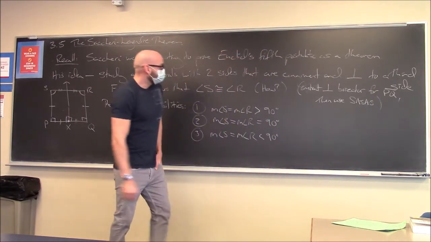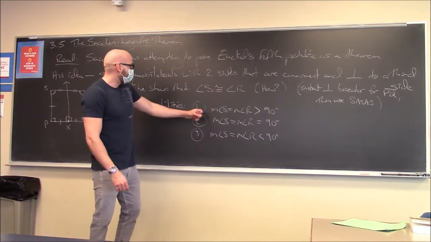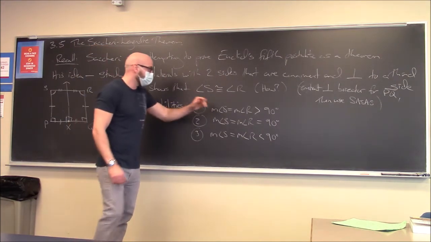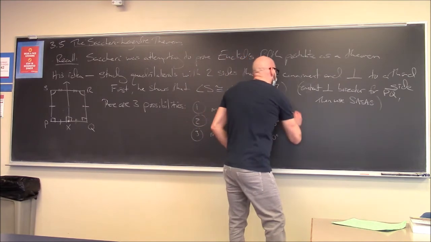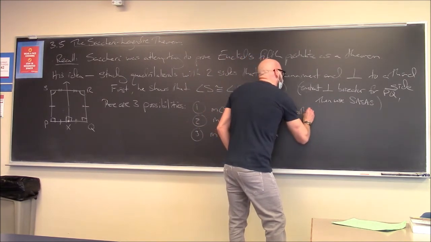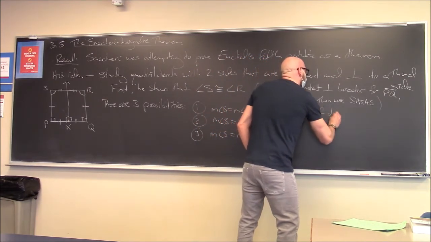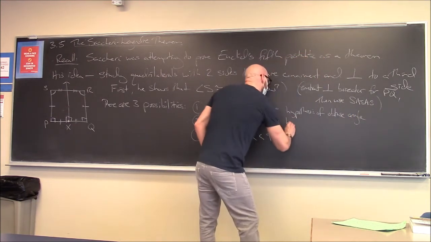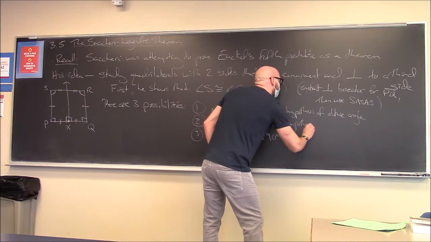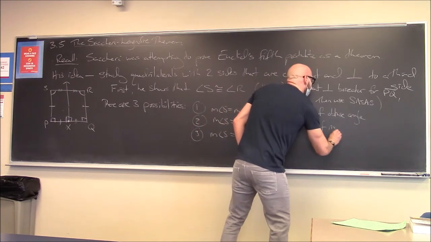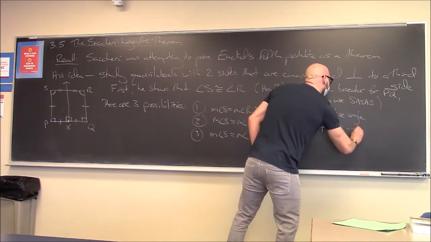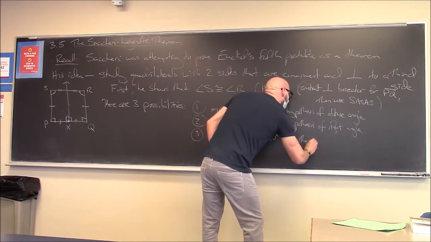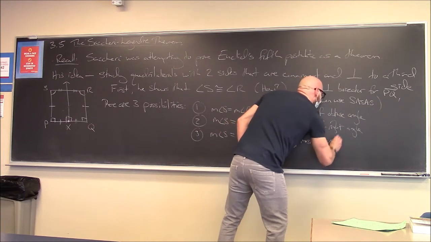And he gives these three things names. He says, okay, 1 would be the hypothesis of the obtuse angle. 2 would be the hypothesis of the right angle. And 3 would, of course, be the hypothesis of the acute angle.